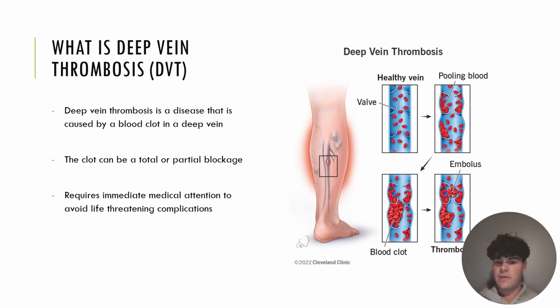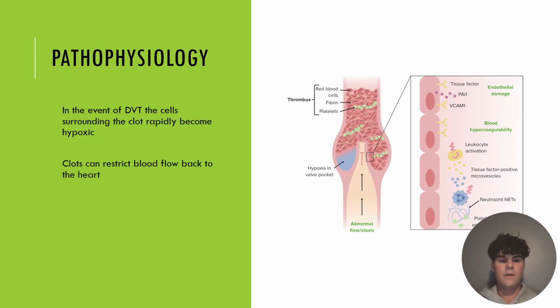The clot typically forms around the valve where blood pools and forms the clot. Pathophysiology. In the event of DVT, the cells surrounding the clot become rapidly hypoxic, which means they no longer have oxygen heading to them and reduce their oxygen amounts. Clots can restrict blood flow back to the heart.